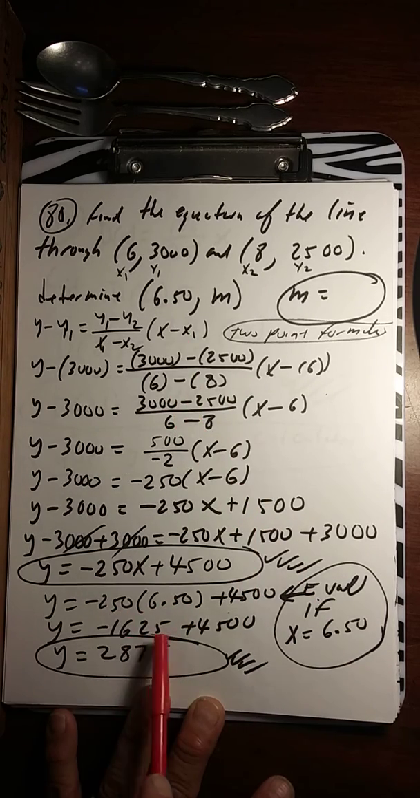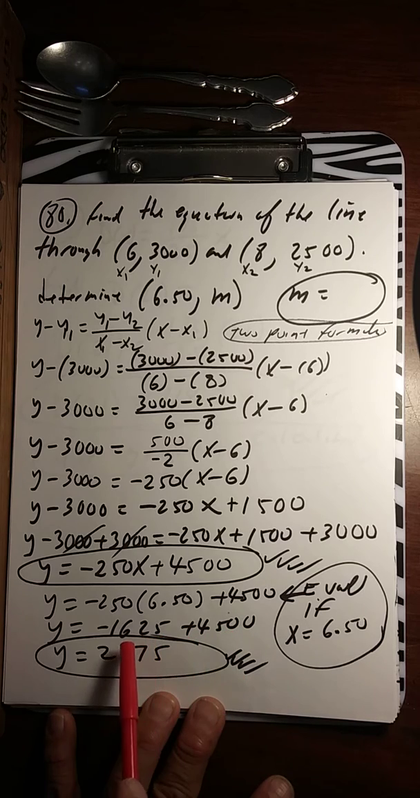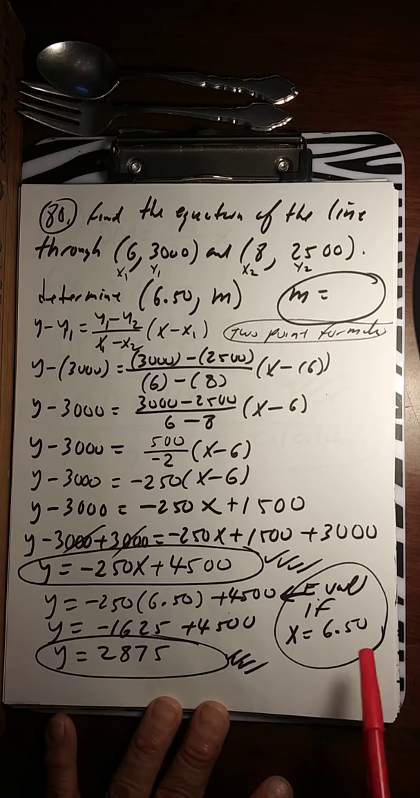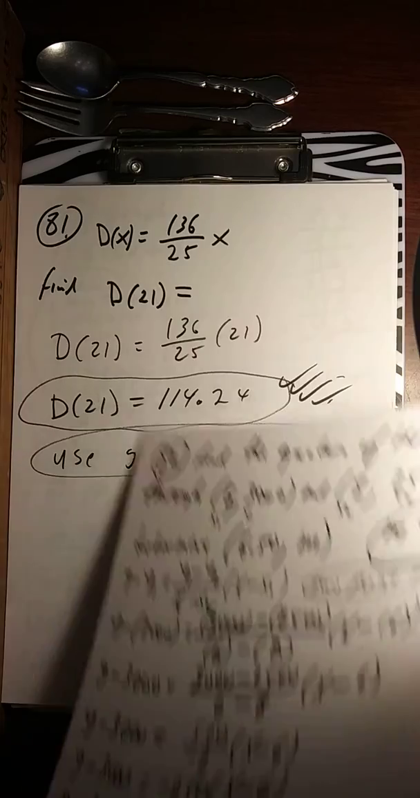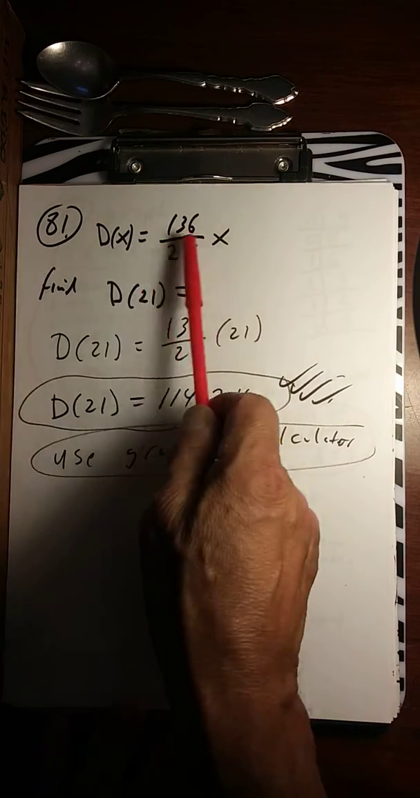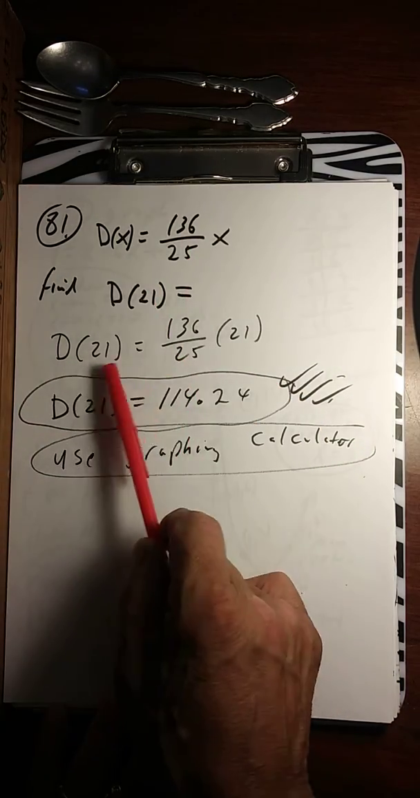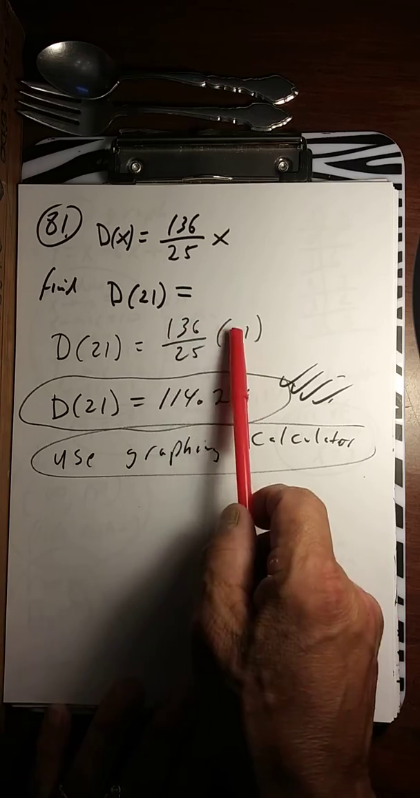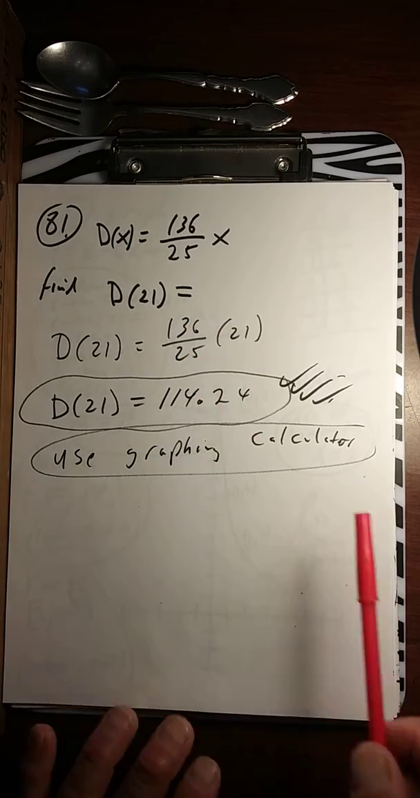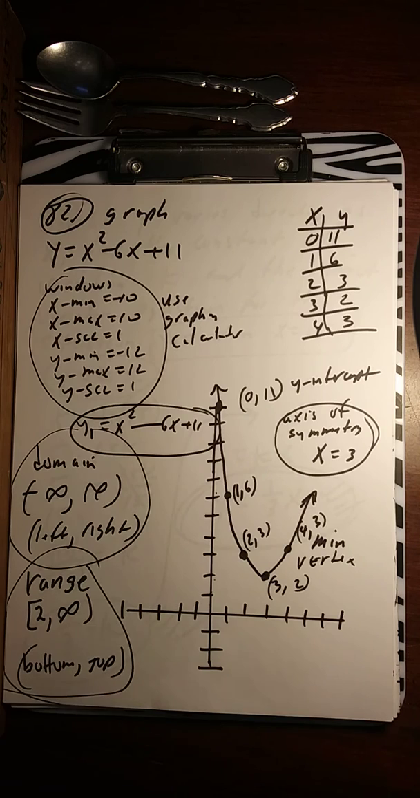6.50 times this plus that is 28.75. D of x is this formula. What happens to D of 21? Put this times this over 20, this times this, 21 over this, divide by that, use a calculator, and you get the answer.